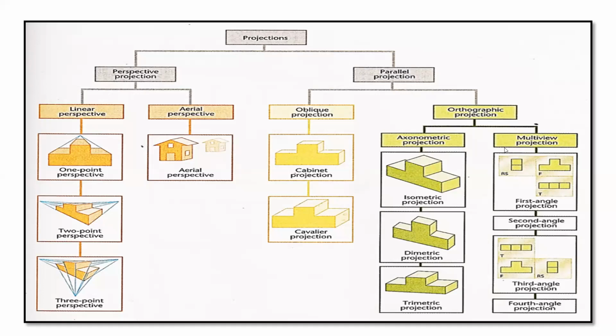So what is multi-view projection? In multi-view orthographic projection, we observe the given object from different directions. All these directions are orthogonal, that means they are exactly perpendicular to the plane. We observe the given object from the front direction, then from the top direction and from the side direction. Then we project the image on the screen. Because this projection is orthogonal, we get three different views.